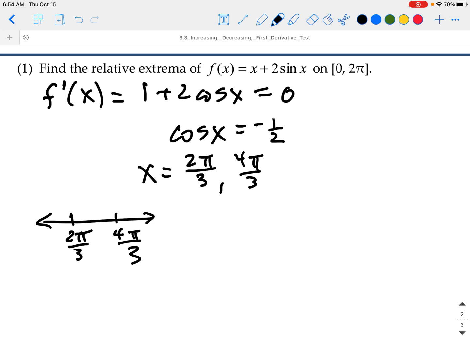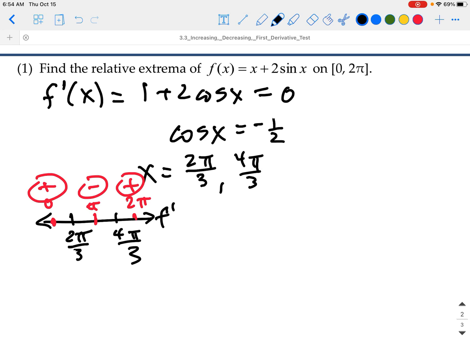And again, we're going to test that with our original derivative expression. So we can look on the left and think about 0. So cosine of 0 would be 1, which is going to give us a positive value. In between 2 pi over 3 and 4 pi over 3 is pi. So if we plug in pi, we'll get negative 1 for cosine. So it'll be 1 minus 2, which will be negative. And then again, we could test 2 pi to the right, and we'll again get an increasing value. Again, these are describing f prime of x.